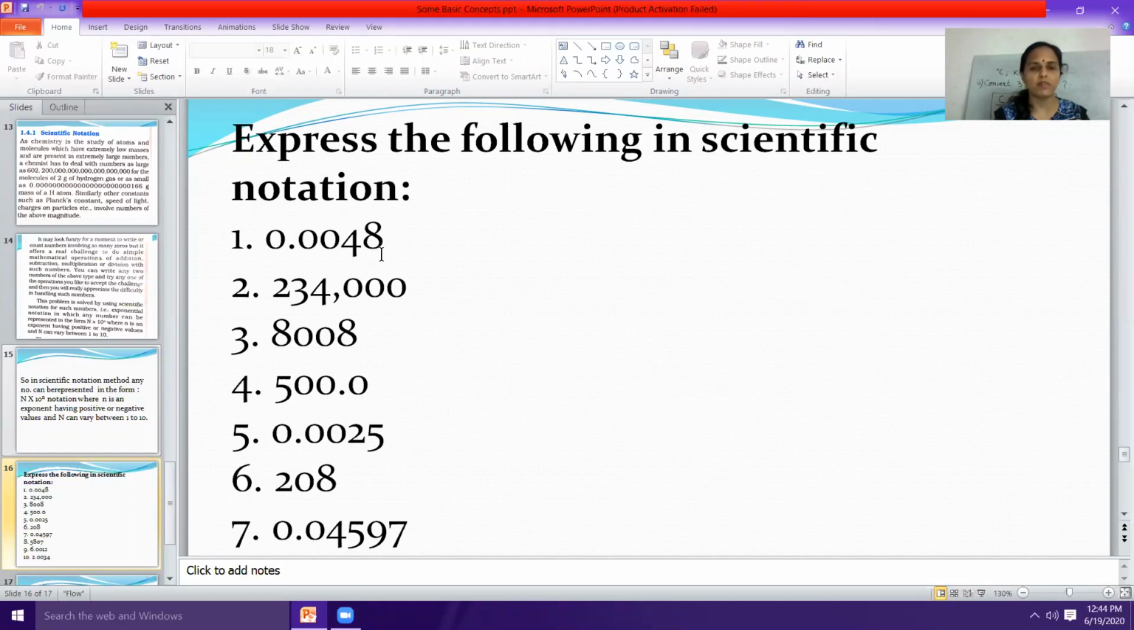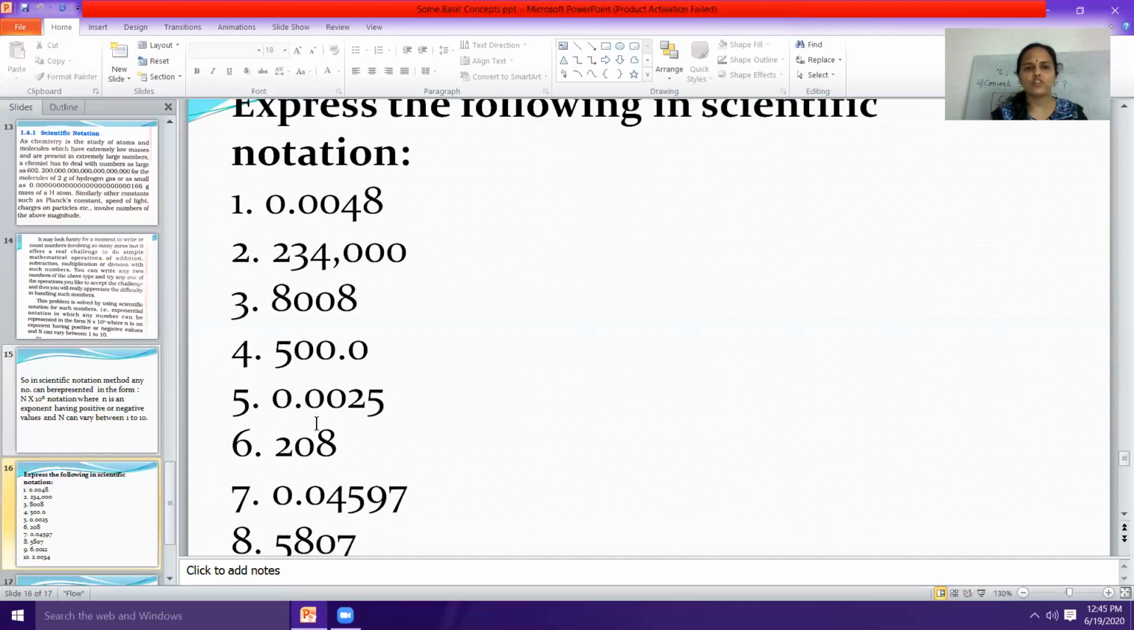Why did you write minus 3? Because you have moved 3 places right. Look at the answer for this, 234,000. You are moving 1, 2, 3, 4, 5 places left. So the answer is 2.34000 into 10 raised to 5. Look at the third one, 8008. You are moving 1, 2, 3 places left. 8.008 into 10 raised to 3.